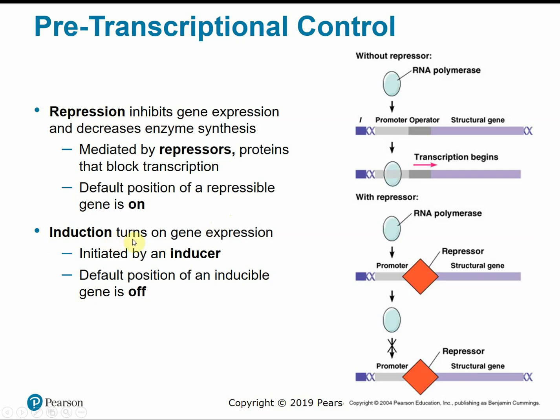Induction is going to turn on gene expression. It's initiated by an inducer. Think of when you induce labor, you're triggering labor to begin. So we're triggering gene expression to begin with induction. These inducer molecules are going to turn on this gene expression and make available that promoter so RNA polymerase can bind and transcribe. The default position for inducible genes is off. So we can only induce or turn them on as needed. Any other time they would be off.